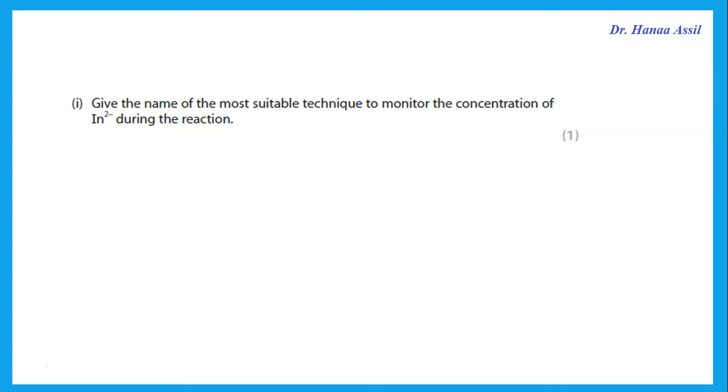First, give the name of the most suitable technique to monitor the concentration of the indicator during the reaction. What can we use to monitor the concentration? Well, what do we have? We have something that is pink and it is slowly changing to colorless.